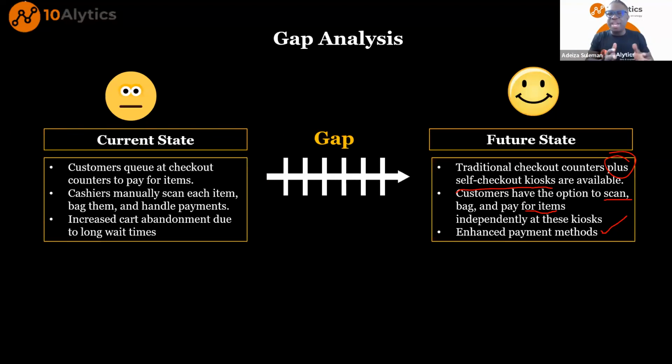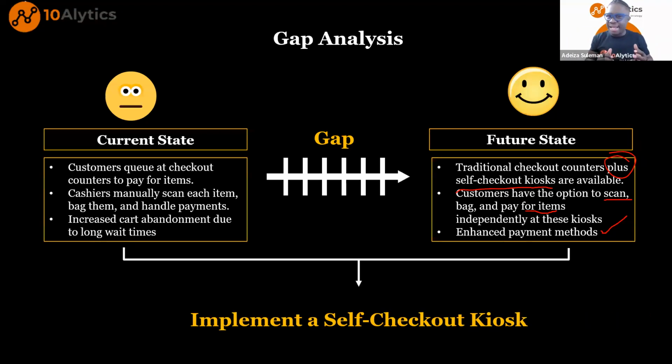So identifying where you are currently, the current state, and knowing the future state, you know the gap. To cover that gap, you need to implement a self-checkout kiosk.